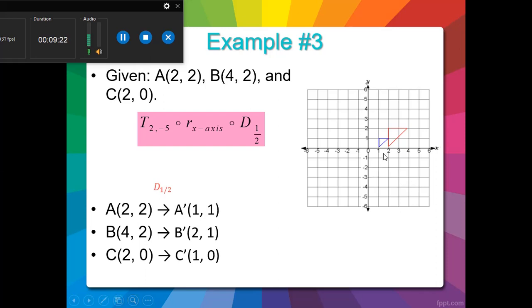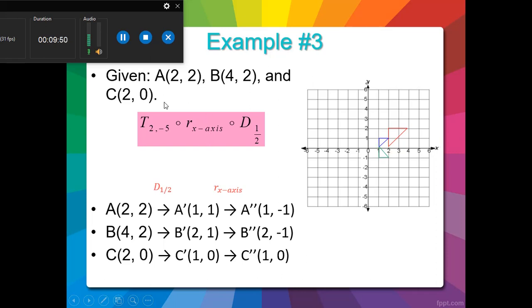So the blue triangle is the location of A prime, B prime, C prime. Working backwards, now we're going to reflect in the x-axis. So the rule here is x stays the same and y changes to its opposite. All right, here come all the double prime images. The green triangle represents the double prime triangle.